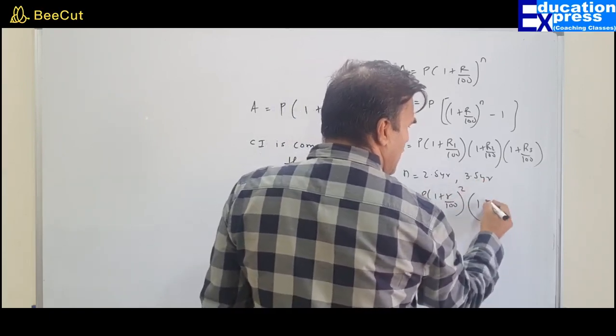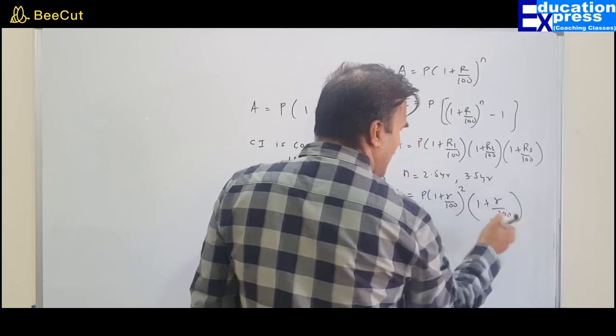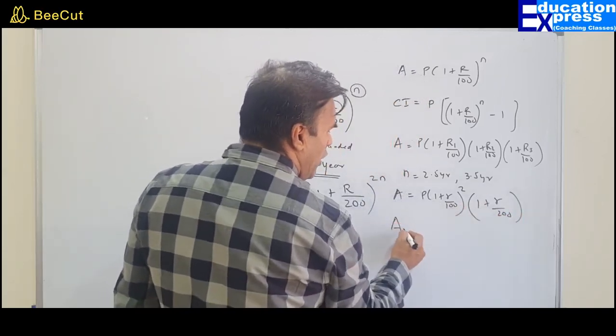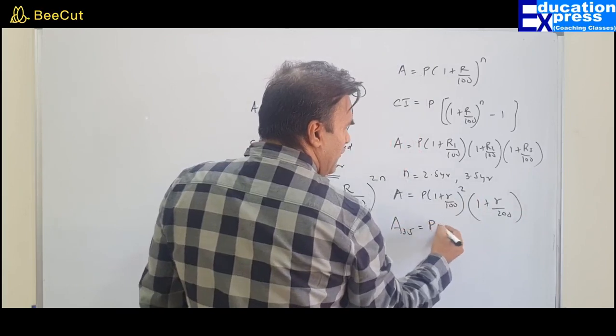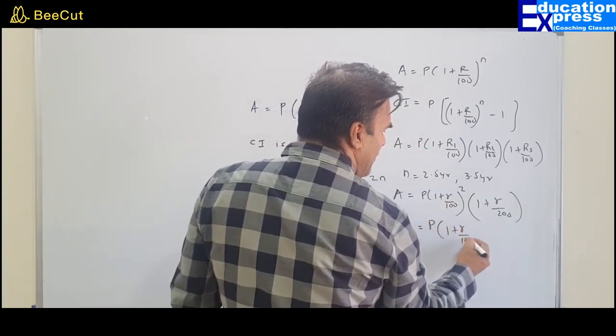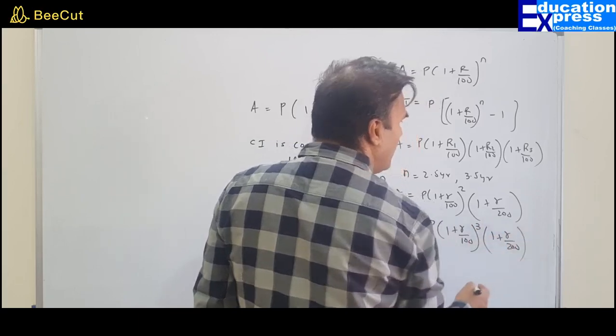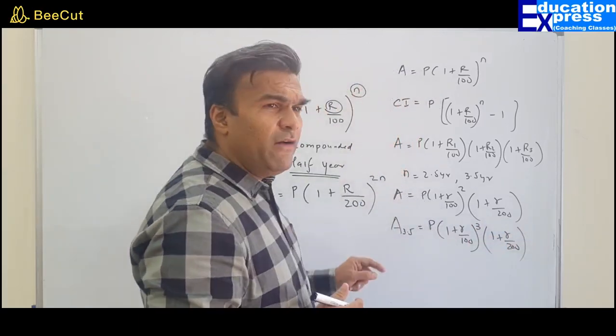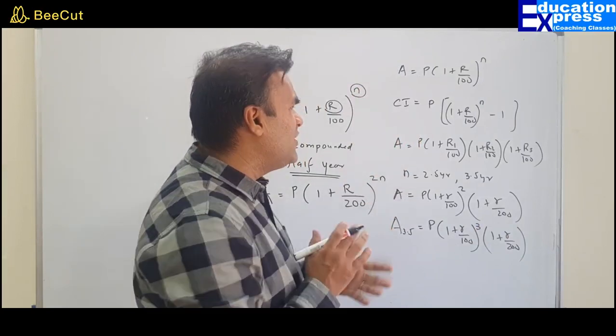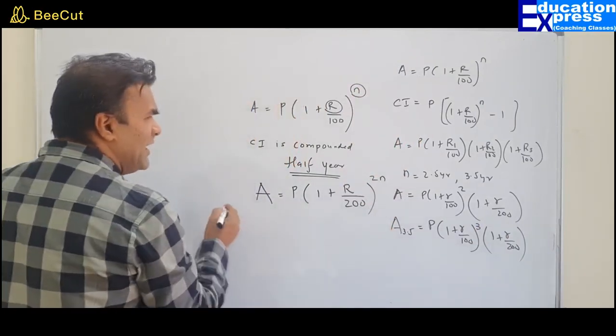So this is 2 years: 1 plus R upon 200. This is 2.5 years. If you want for 3.5 years, the formula was 1 plus R upon 100 raised to 3, 1 plus R upon 200. All these things we have already discussed at the start of the chapter. This formula is an addition to that.